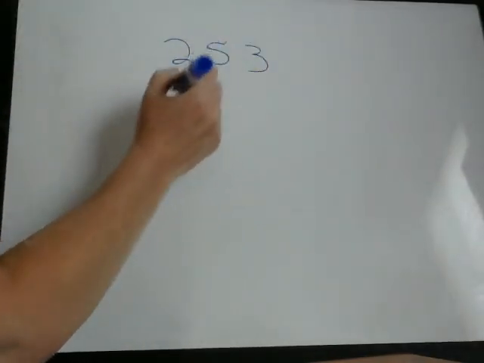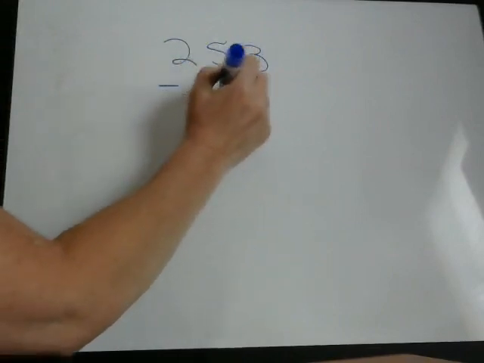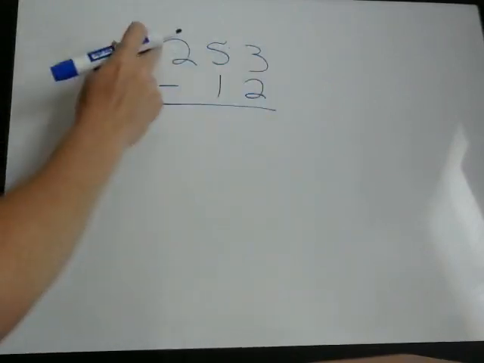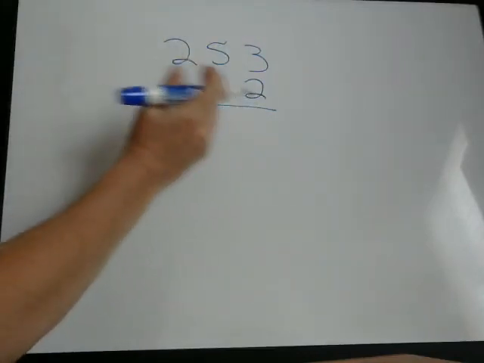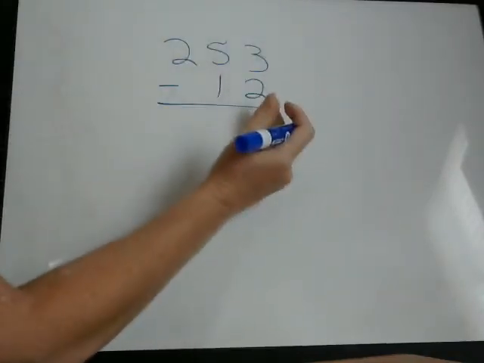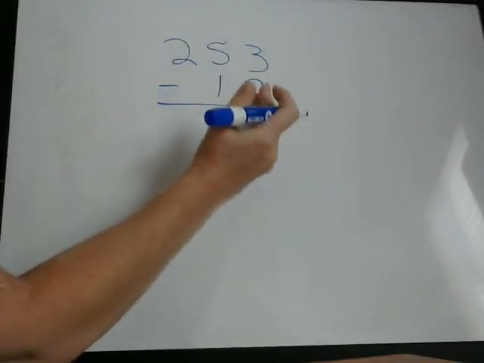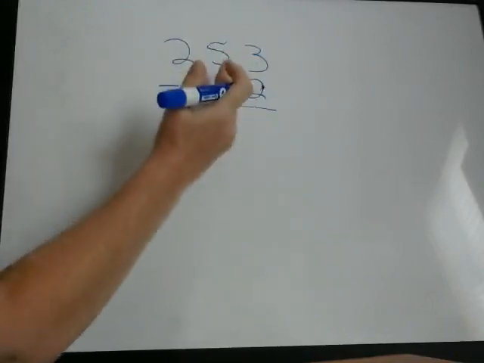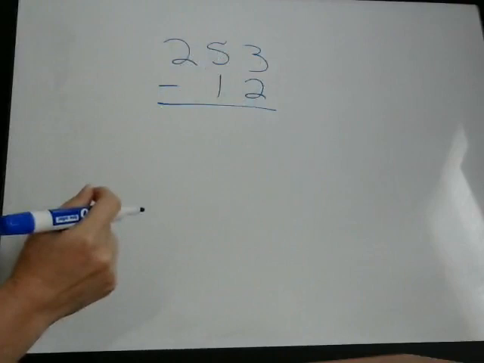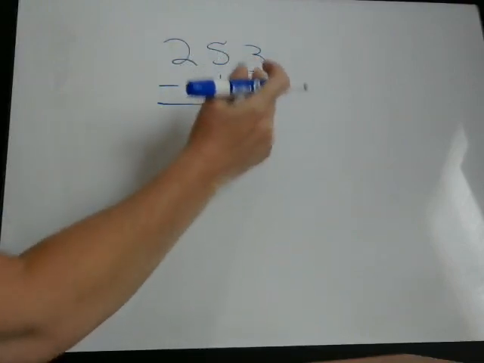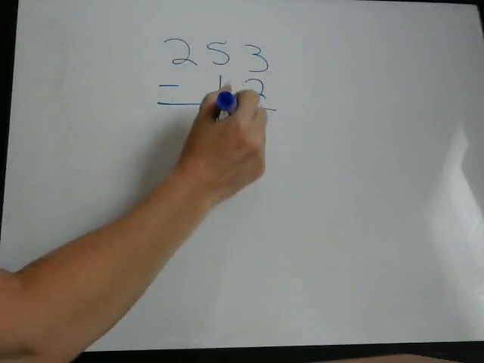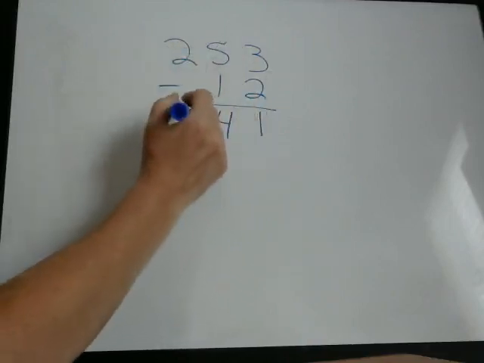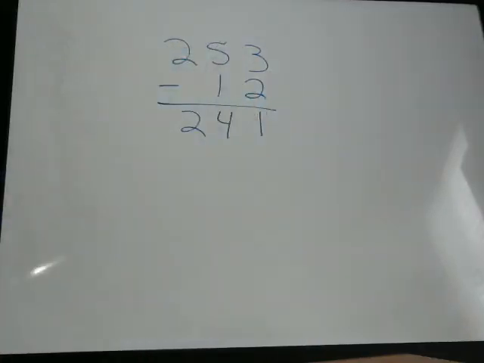If we have 253 minus 12, note that there are 3 digits in the top number, but only 2 digits in the bottom number. So the way that we want to line them up is always line them up on the right-hand side, so that the 3 and the 2 are lined up, and then correspondingly with the 1 and the 5. And then we do the same thing. 3 minus 2 is 1. 5 minus 1 is 4. 2 minus nothing is 2. So it's 241.